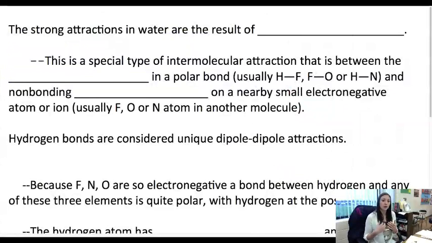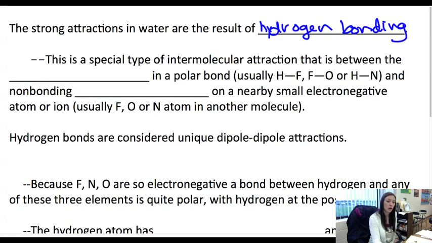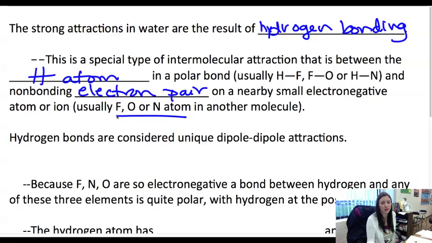Okay. The strong attractions in water are the result of hydrogen bonding. Okay, this is a special type of intermolecular attraction that is between the hydrogen atom in a polar bond and the non-bonding electron pair. And it needs to be an F, an O, or an N atom in another molecule. Okay, it's got to be H with either a corresponding F, O, or N in a molecule next to it. And these are again considered unique dipole-dipole attractions.